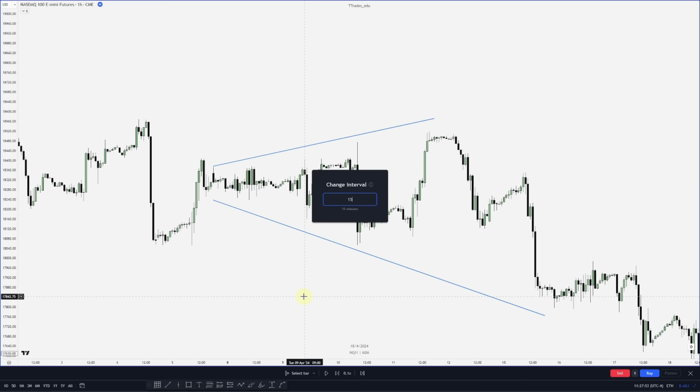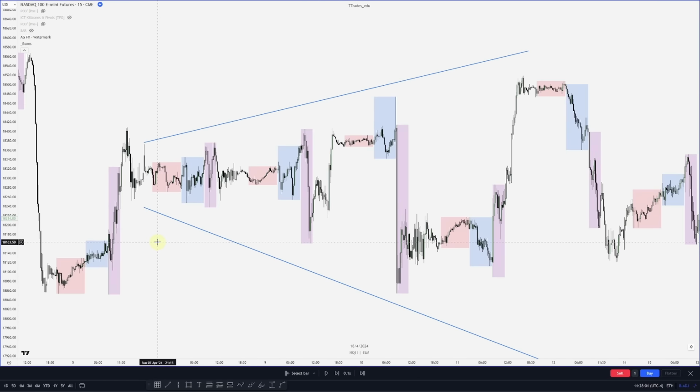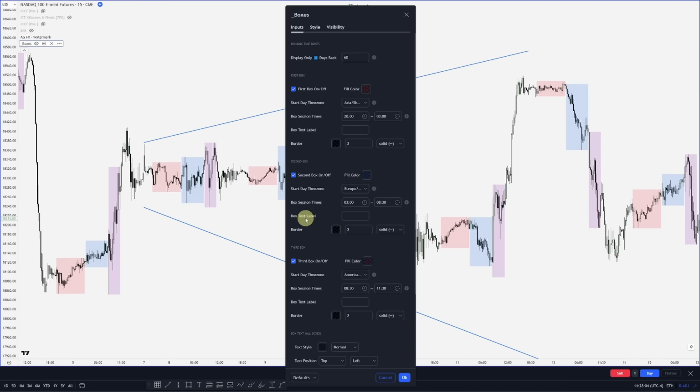So dropping down to the 15-minute chart here, what I like to do is use an indicator called underscore boxes. And if we take a look at that, I do adjust the settings. They're not the same as these sessions, but I do that so it just connects it and makes it look a lot cleaner for myself.